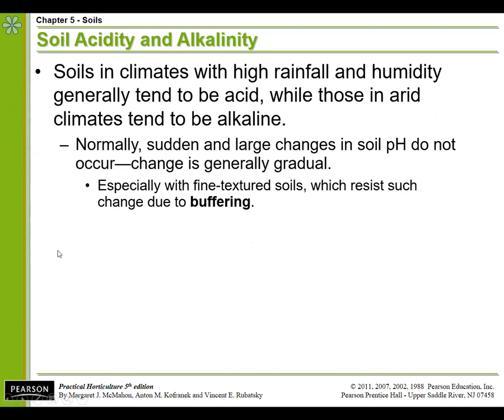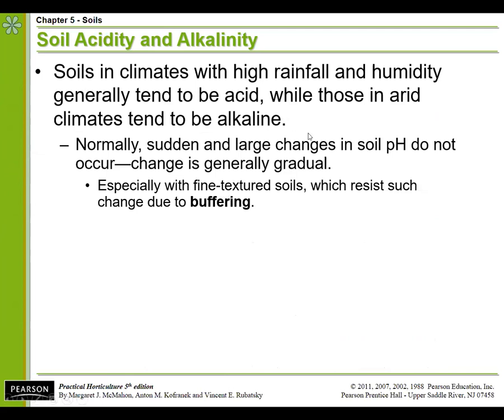As we mentioned, soils in the climates with high rainfall tend to be more acidic. Arid climates tend to be more alkaline. The alkalinity, it's also a chemical thing too. Because those salts tend to accumulate in drier soils, that helps to make them more alkaline.